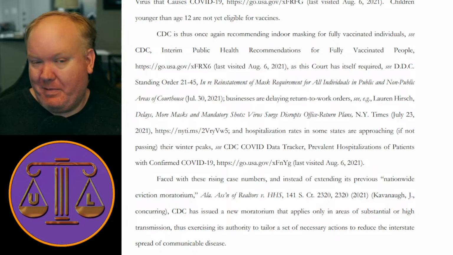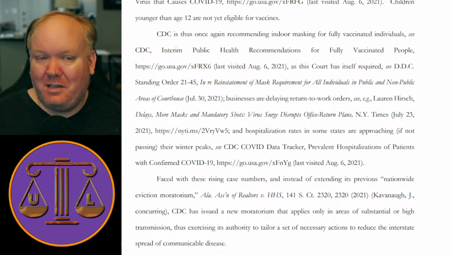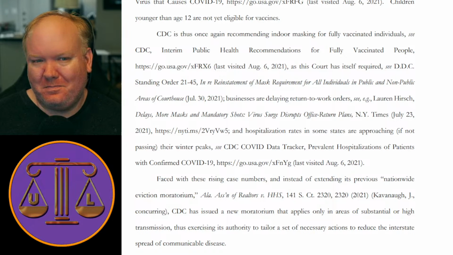I'm really happy right about now the state of Texas put in a ban against future mask mandates, because I know the city of Austin wants to put in one. I know they do.